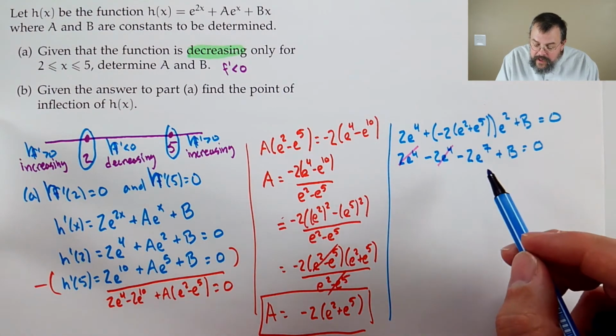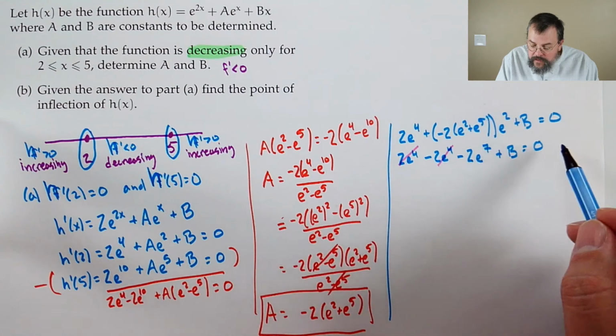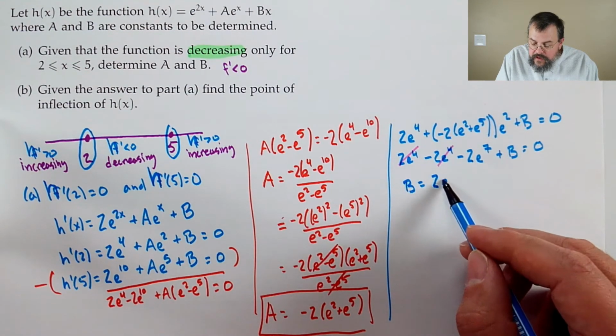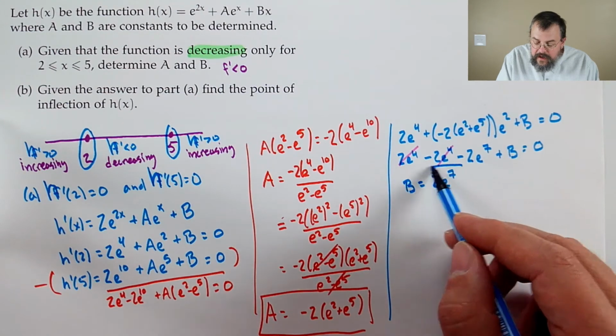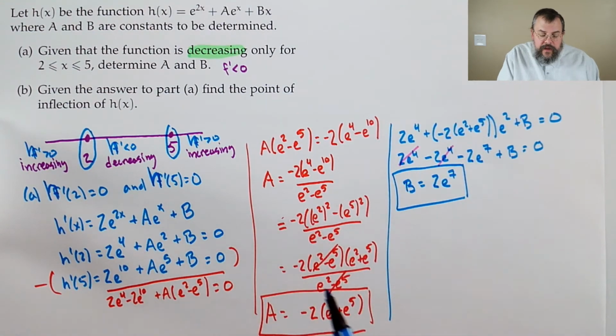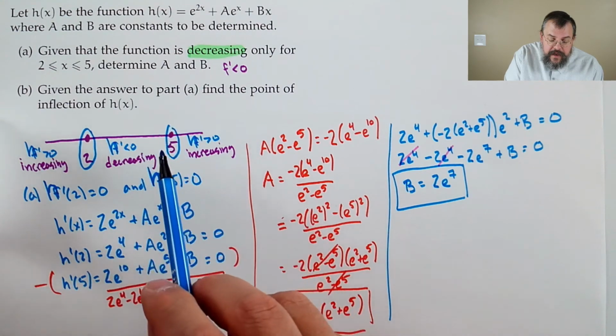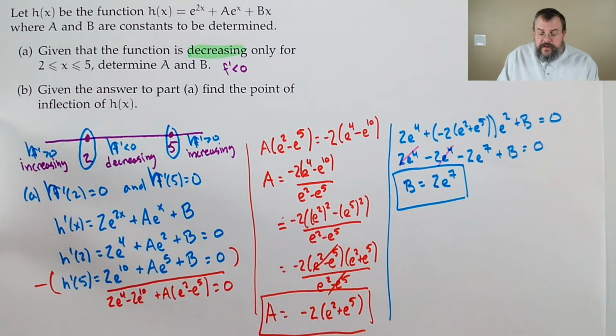All right, so finally, move that term across, and we get that b is equal to 2e to the 7th. Nice. Good. So we've now solved for a and b. All right, now we're ready to move on to the second part of this problem, which is, given that we found a and b, find the inflection point.